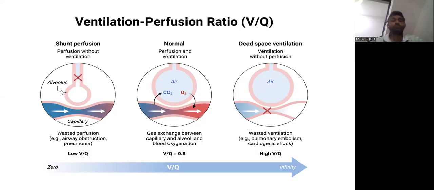Here, because of the air obstruction in this picture, you may not get proper ventilation. So ventilation is 0, perfusion is there. So the VQ is low. 0 divided by any digit is 0. These are grade 5 mathematics I am teaching to you.